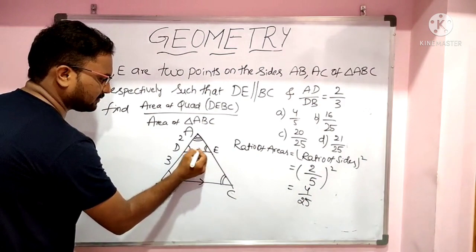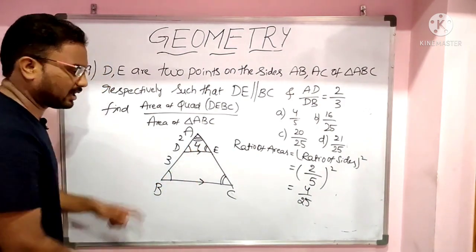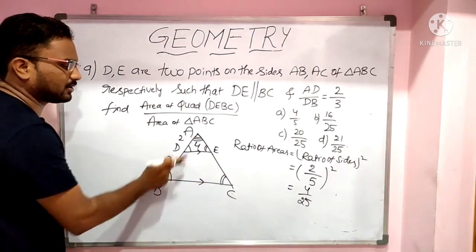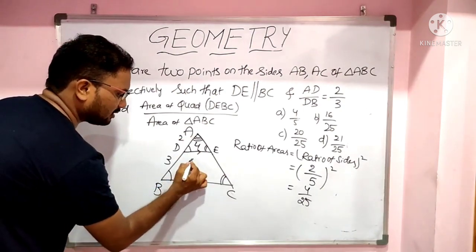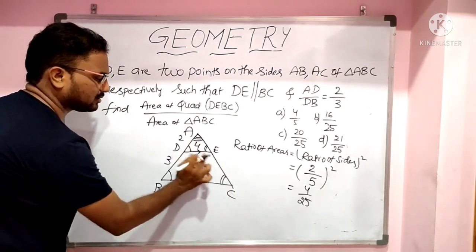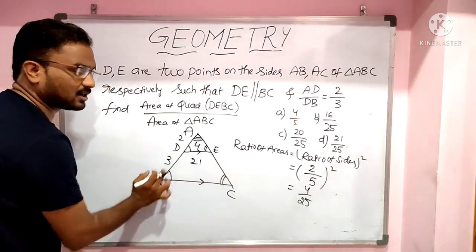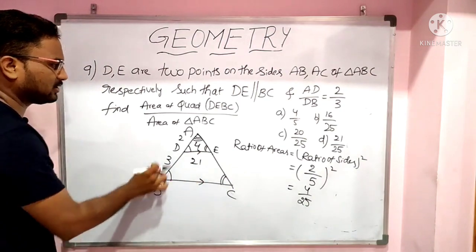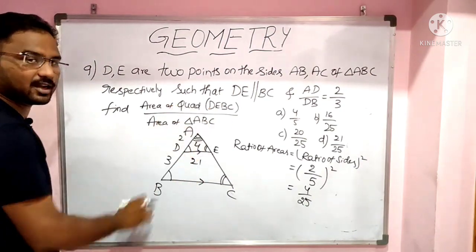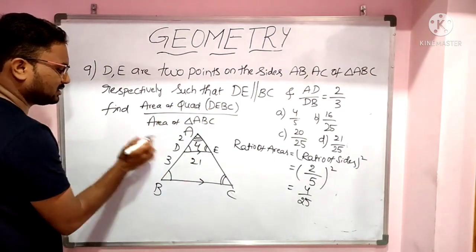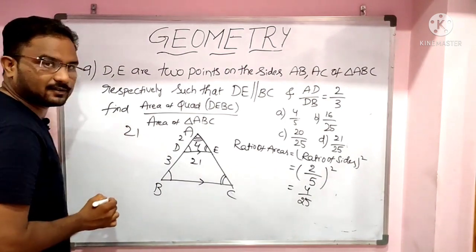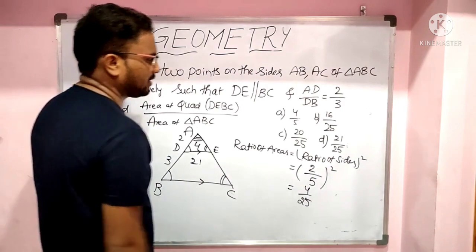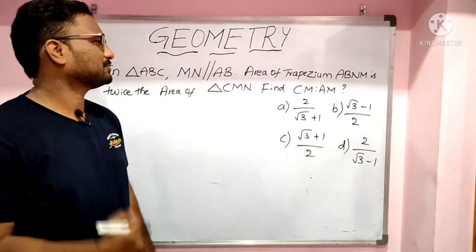That means the smaller triangle area is 4 parts, and the total area is 25 parts. So already we have 4 here, and this quadrilateral DEBC area is 21. We need to find the area of quadrilateral DEBC by the area of triangle ABC. Area of quadrilateral DEBC is 21 and area of triangle ABC is total 25. So answer 21:25. Next problem.